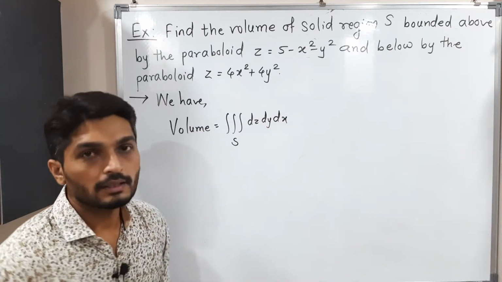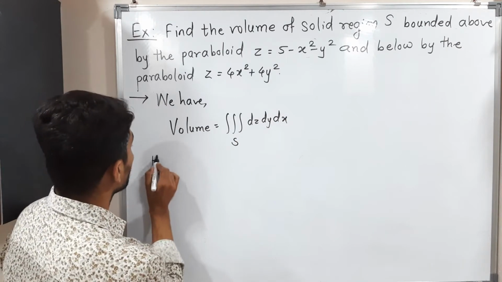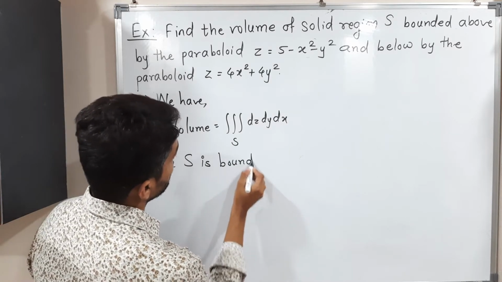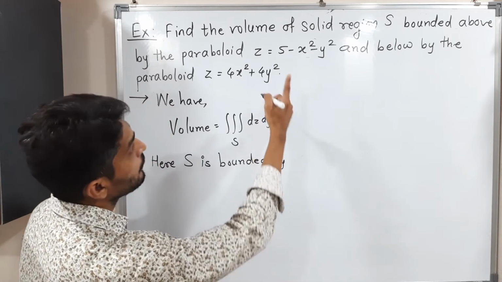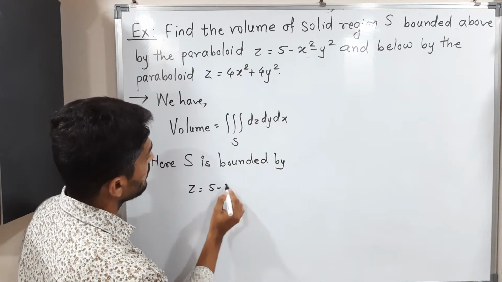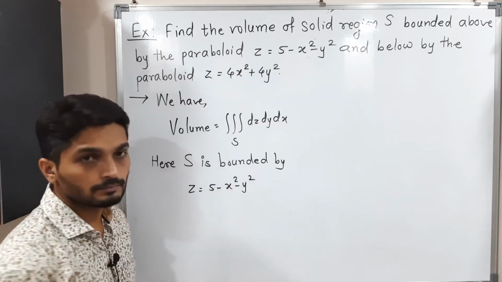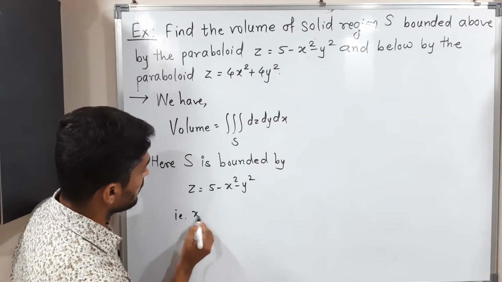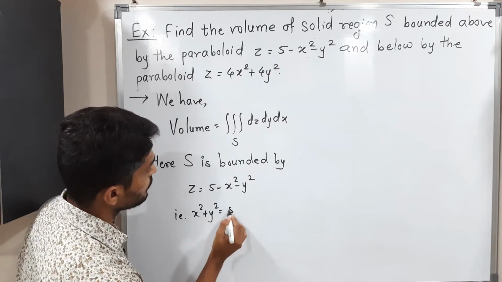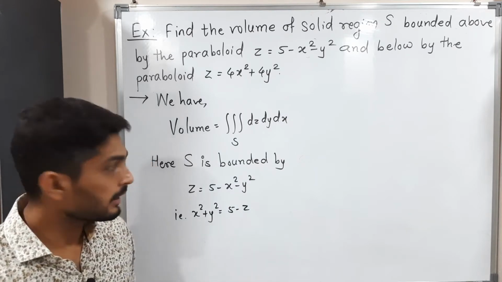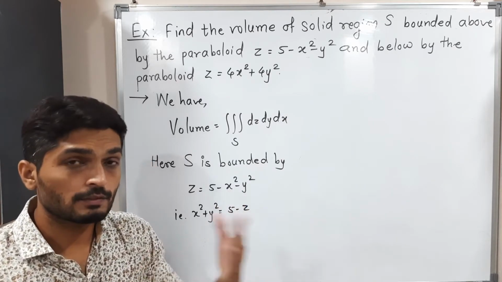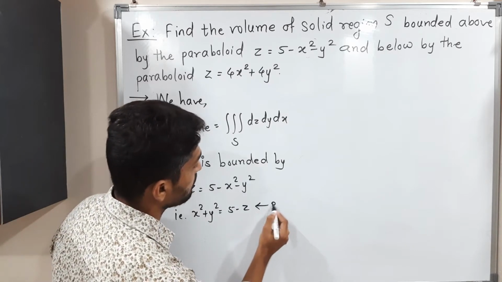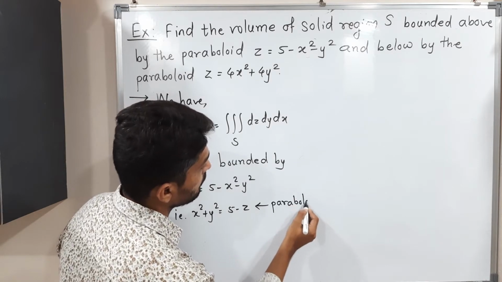over region S. Here S is bounded by z is equal to 5 minus x square minus y square. The same thing we can write in this way, that is x square plus y square is equal to 5 minus z. What I have done, I have shifted x square y square on this side and I shifted z on that side. So this is the equation of a paraboloid.